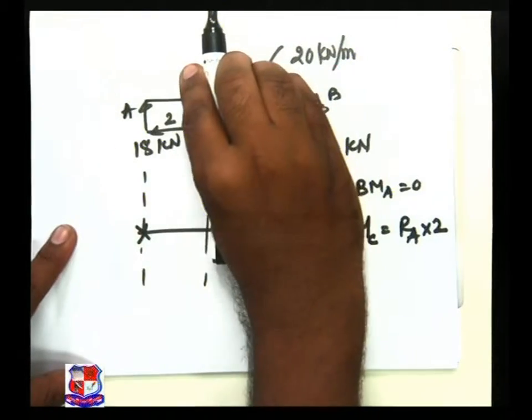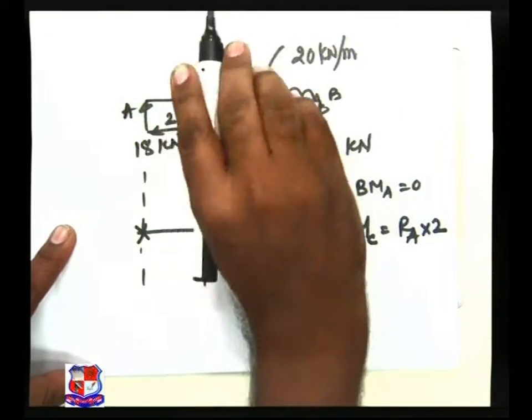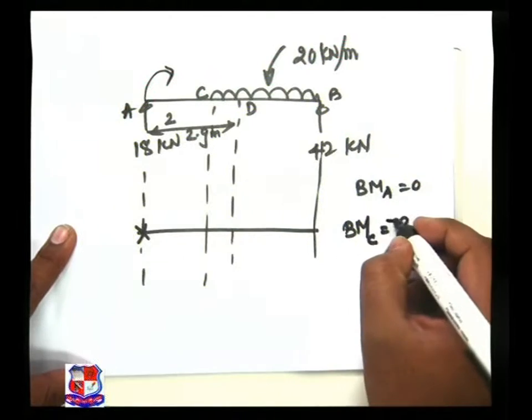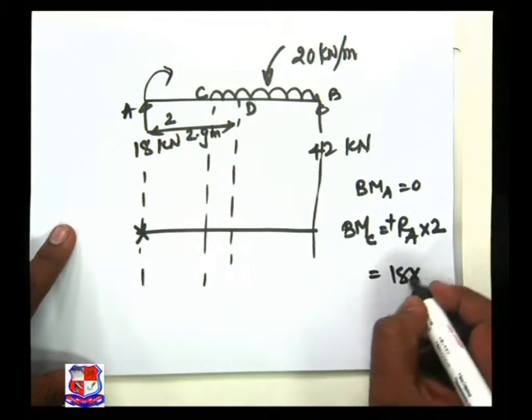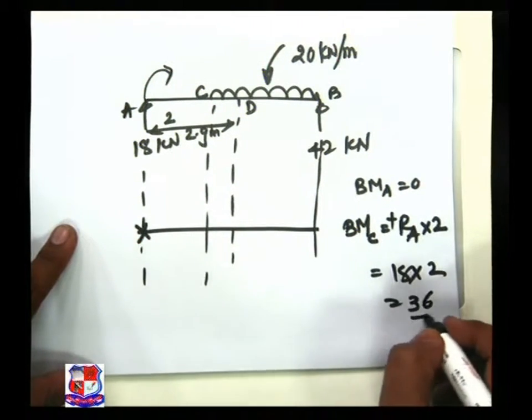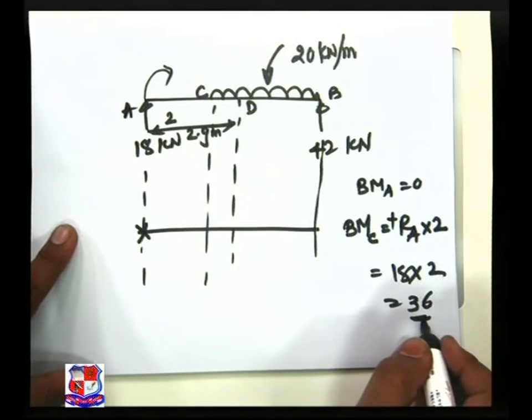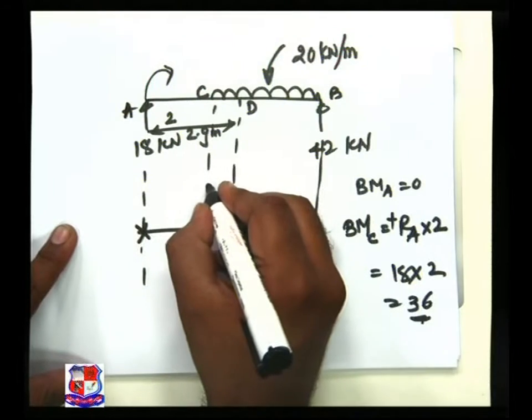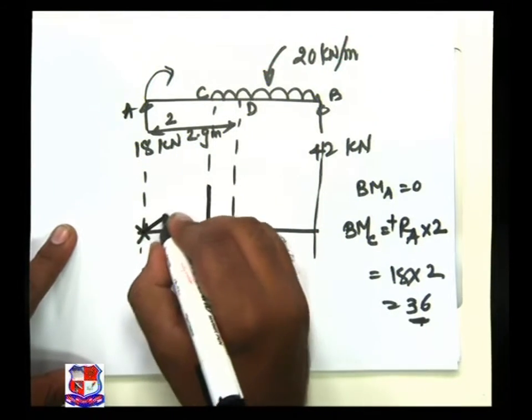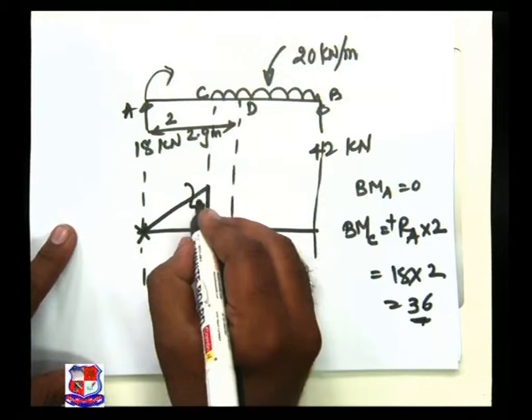And if I will take a section over here, section left to clockwise, positive. So 18 into 2 is equal to 36 value, 36 kilonewton into meter. It is nothing but the bending moment ordinate. So this is my 36.